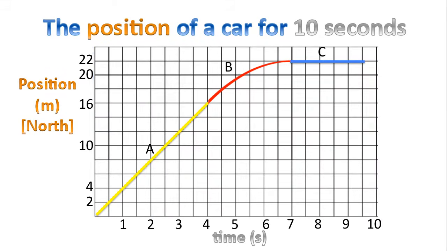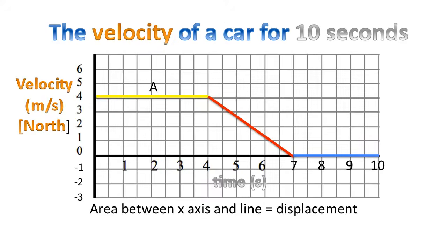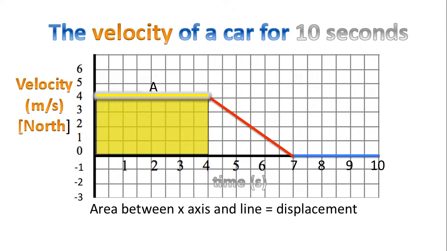All right, so now that we've described the graph, how do we take that velocity time graph and create this position time graph? Well, the key is to determine the area always between the x-axis and the actual line. That area represents the displacement. And so the area is drawn there for section A.